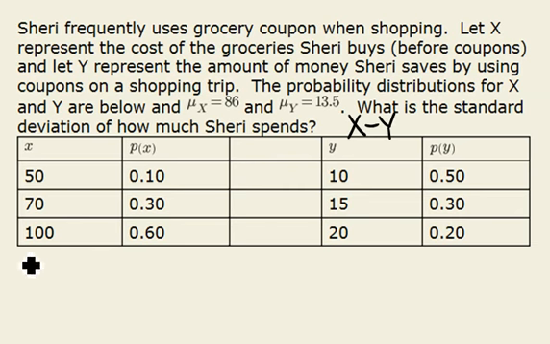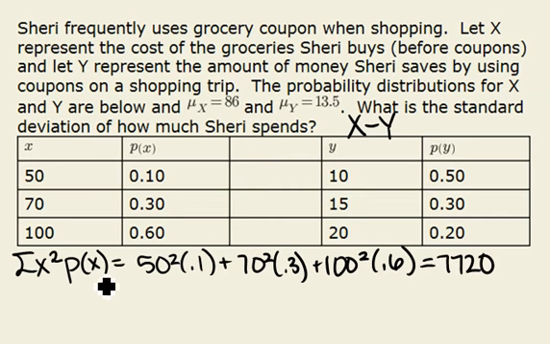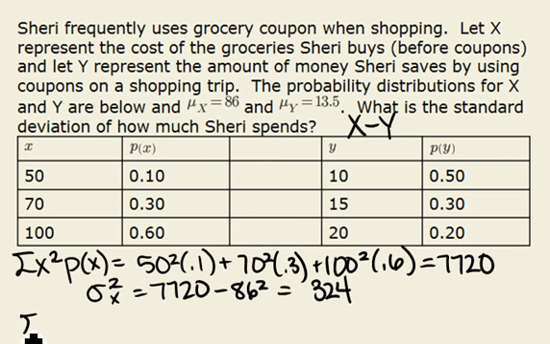We have our means, so the last thing we need to do to get our variances is to find the sum of our variables squared times their probabilities. So for the x's, we'll have 50 squared times 0.1 plus 70 squared times 0.3 plus 100 squared times 0.6. And this will give us 7720. So if we want the variance for the x's, we take 7720 minus our mean of 86 squared, and we get 324. We'll do the same thing for the y's.